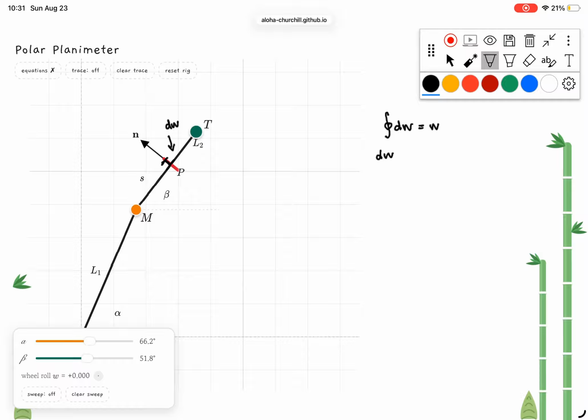Mathematically, we can write this as the dot product between our normal vector and dp, which is the tiny displacement of the tracer arm. The dot product here is essentially extracting the tracer arm movement that actually causes the wheel to turn. It's filtering out all that sliding movement perpendicular to the wheel and just capturing the pure roll.